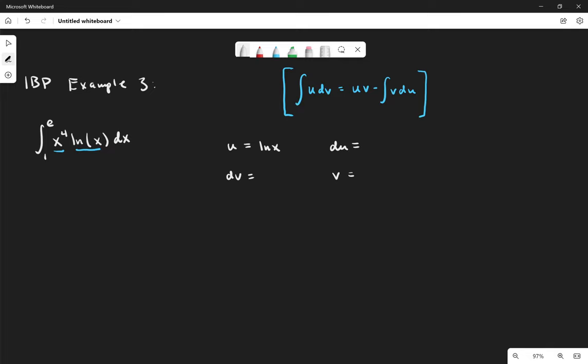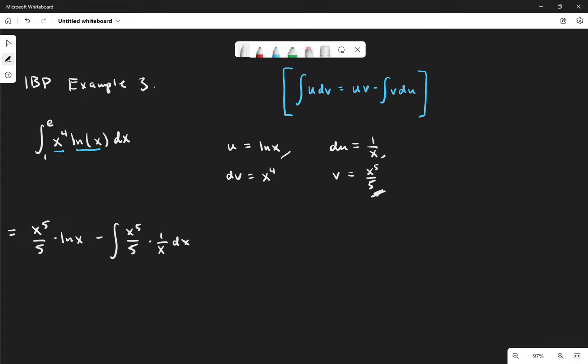Let's pick ln x as our u, and our x to the fourth as our dv. What do we get? Derivative of ln x is 1 over x. Integral of x to the fourth, x to the fifth over 5. Now let's just plug it in. This is uv: ln x times this, x to the fifth over 5 ln x, minus integral v du, x to the fifth over 5 times 1 over x dx.